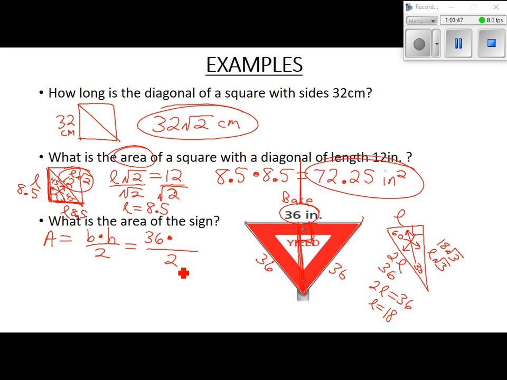31.2. Now you're just going to type this into your calculator: 36 times 31.2, and then divide that by 2. 561.6. And our units, inches squared. That's the area of that yield sign.